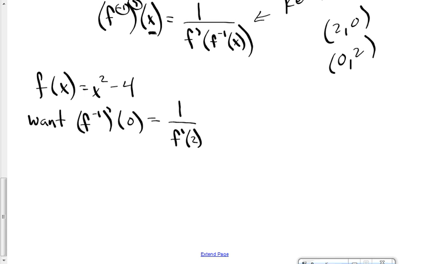The key here is that these two points are inverses of one another: (0, 2), (2, 0). Okay? If I want the value of the derivative for an x value on f inverse, I have to take the y value on f inverse and evaluate the derivative there. I'll show you what I mean by that with another example. Okay?